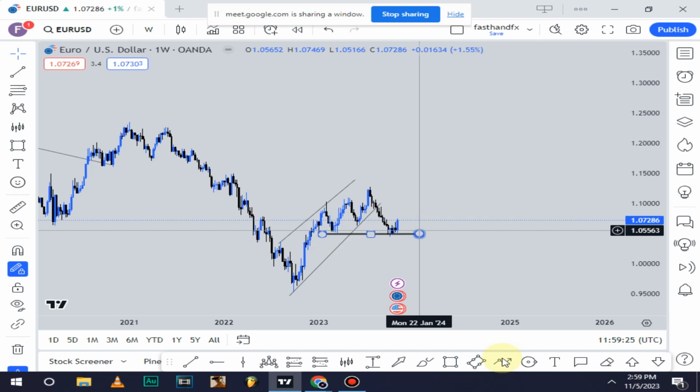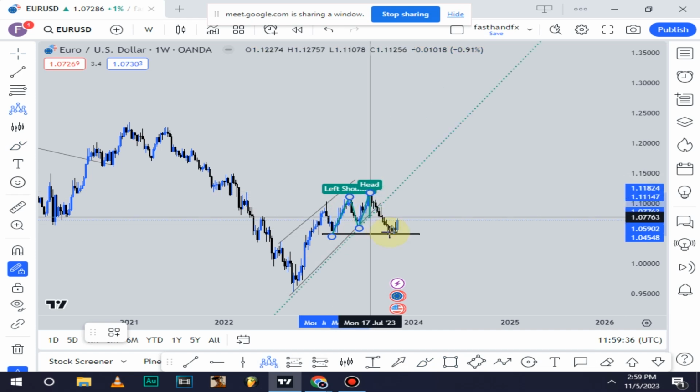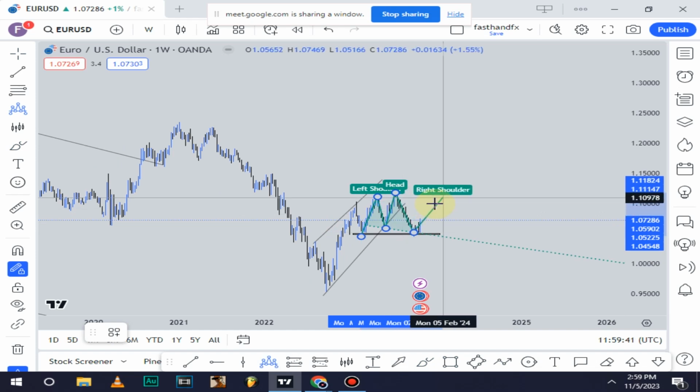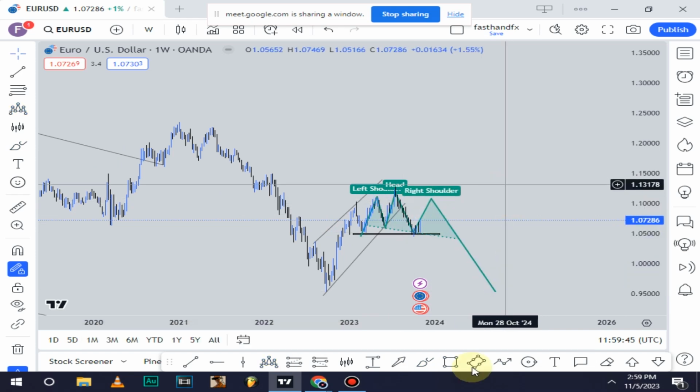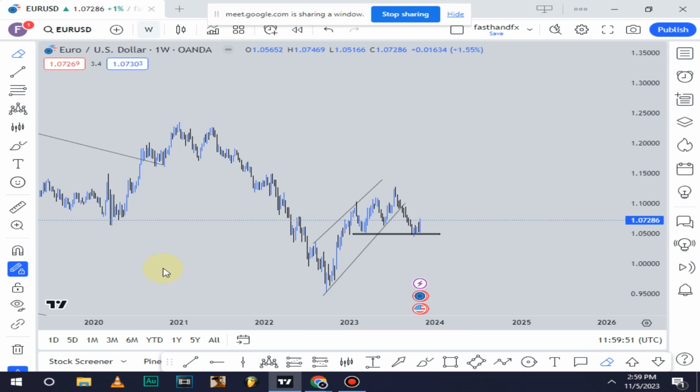That's what I was thinking. That's a neckline. So how about this? Remember, we're still at the weekly, guys. This is the left shoulder right here. The market tried to go back to the neckline right there, then gave us a head right there. Now the market went back to complete that left shoulder. So what is remaining, guys, is for the market to go back to give us a right shoulder right there before we go down. So that makes sense. Now we have those anticipations.